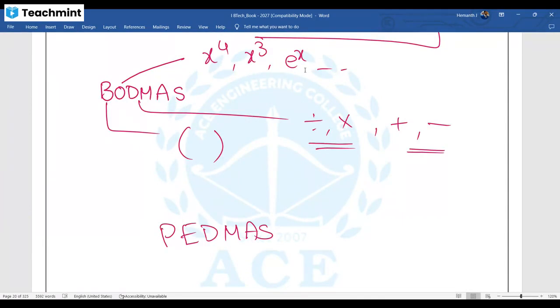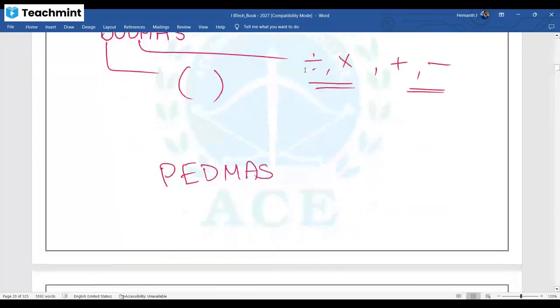In the majority of cases, they don't give brackets themselves. Okay, if brackets are there, fine. Inside the brackets, complete first. Inside the brackets also there are multiple operations, so apply PEDMAS again inside the brackets: first the highest power, then division, multiplication, and so on. That we need to follow.